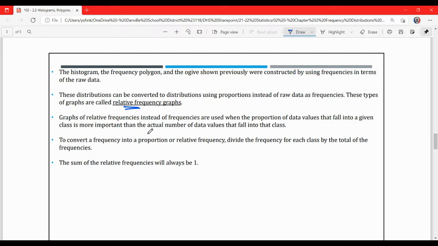But if you were to tell me that 4% of the DHS senior class was sick, that would make a little bit more sense. To convert a frequency into a proportion or relative frequency, you divide the frequency for each class by the total of the frequencies. And the sum of the relative frequencies will always be 1. Due to rounding, it might be 0.99 or it might be 1.01. However, it should always be relatively close to that.